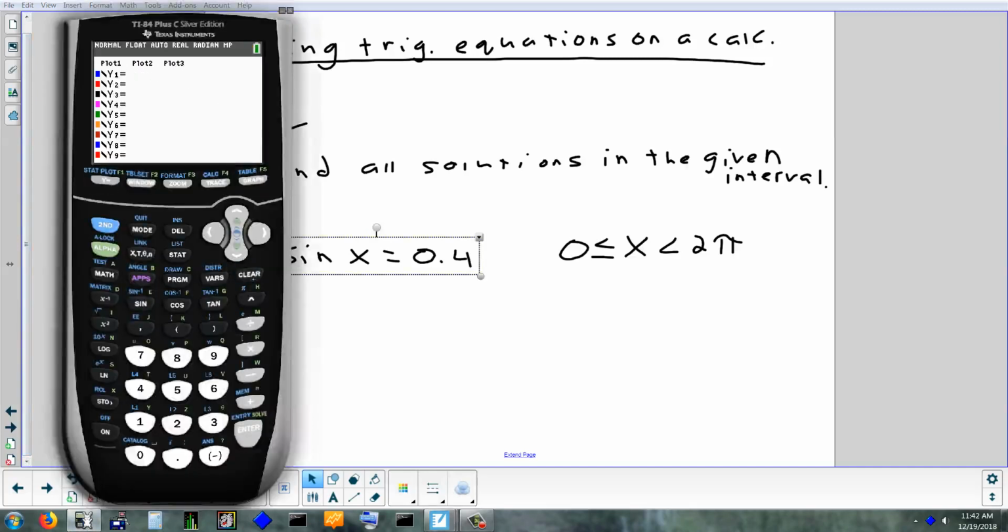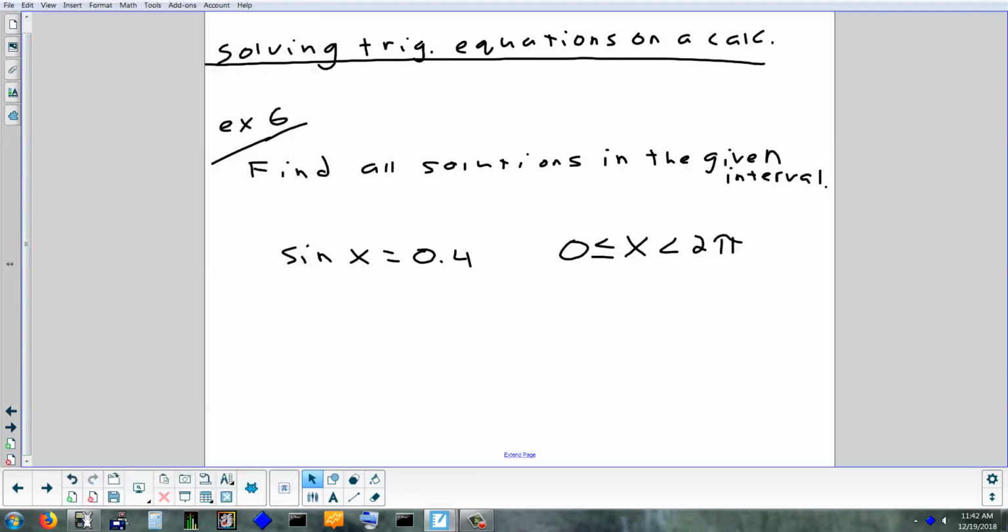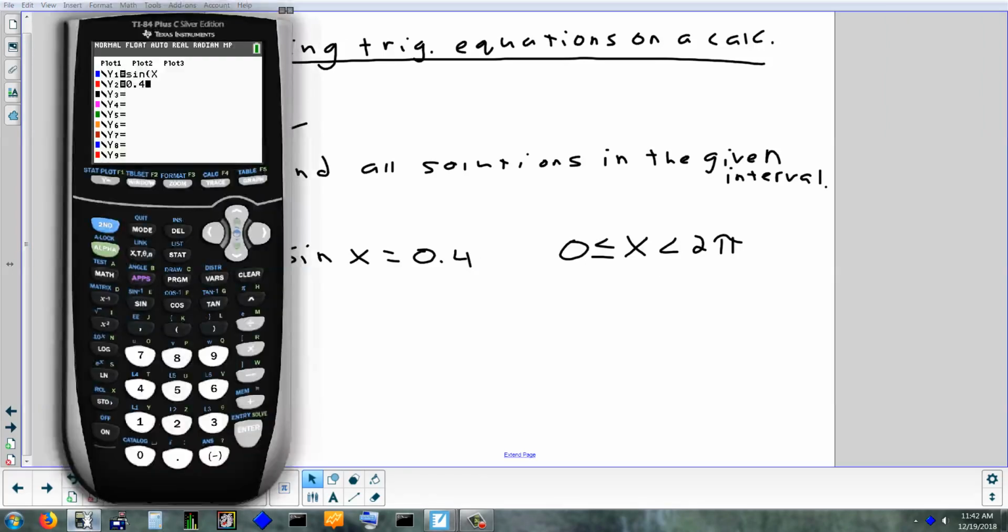So put sine of x, put 0.4. And now they're telling me the window. They're saying x is between 0 and 2 pi. So that's what I have to do. I don't have any choice this time. I already have that in there. So 0 to 2 pi.